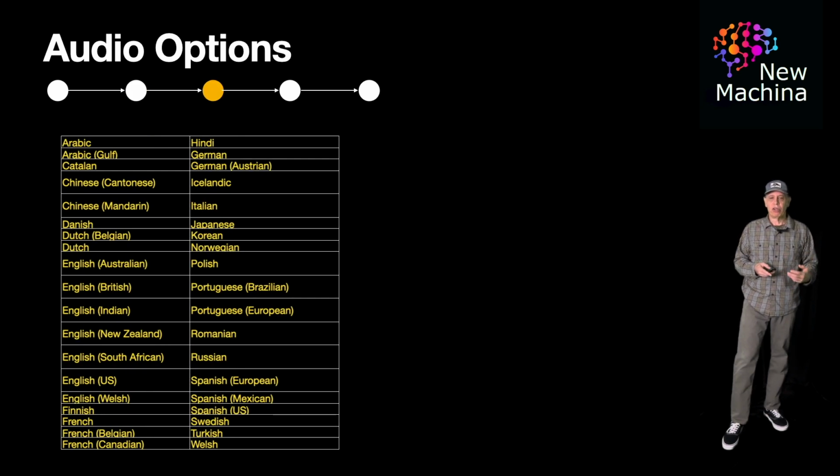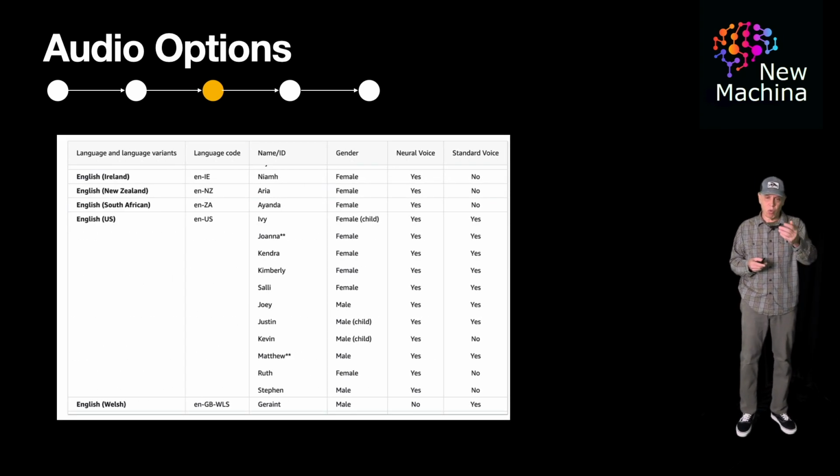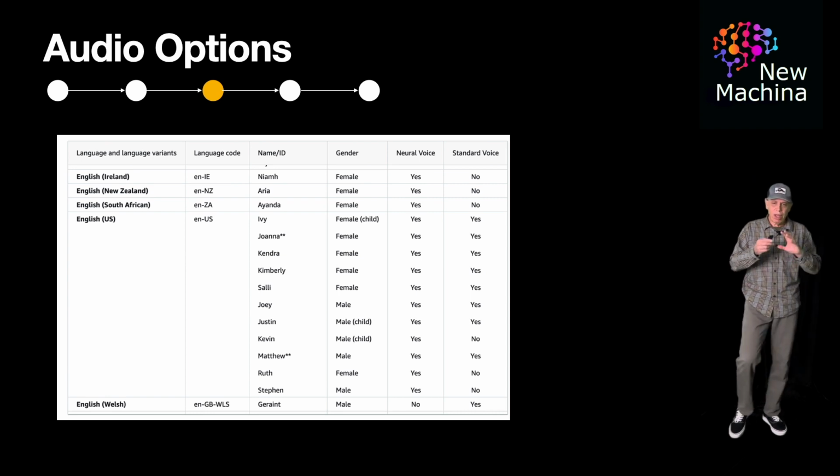Within each language, there may be one voice ID or multiple voice IDs. In the case of US English, there's quite a number of different voice IDs. Some are male, some are female, some are adults, some are children, but you have quite a number, and this list is growing all the time.